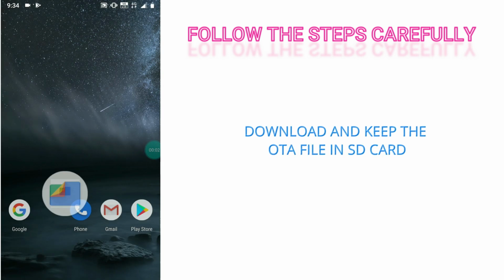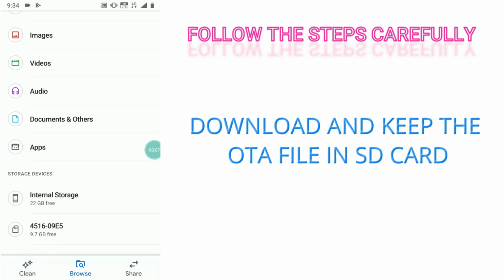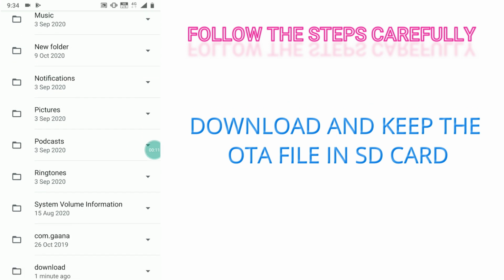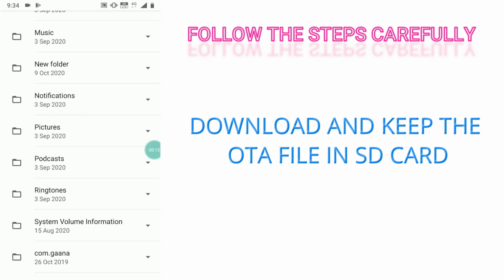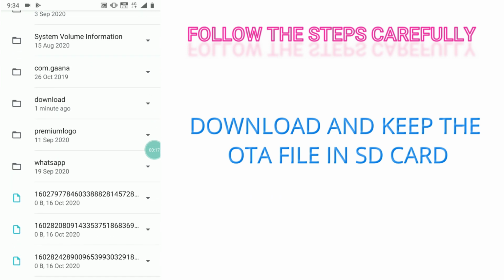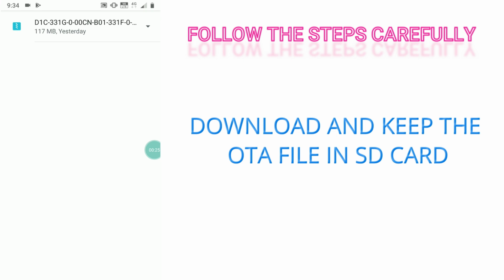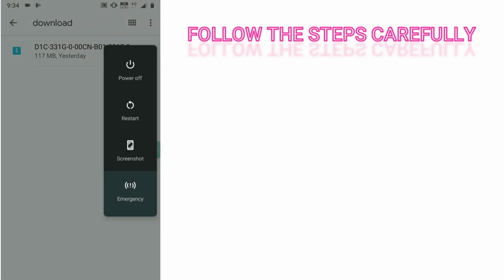You need to download a file from the description. I've given the link in the description, and you have to keep the file in the SD card. You can see that I have kept the file in download folder of SD card. The file is something named D1C331G. So you have to download it from the description and keep it in the SD card. And now the next step is you have to switch off your phone. So let me switch off my phone.